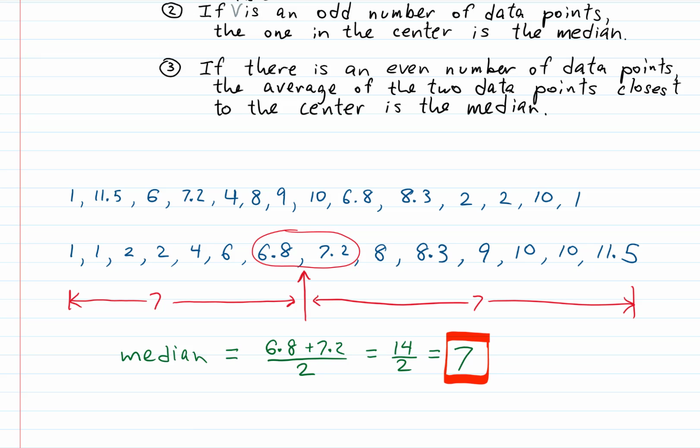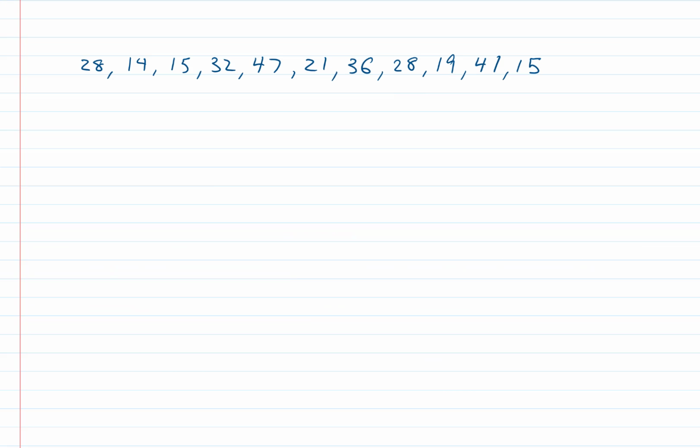Okay? Let's do one more example. Let's say we have this data and I want to find the median. So I put them in order: 14, 15, 15, 19, 21, 28, 28, 32, 36, 41, 47. Oops, I left out 19 at first. You've got to be careful, because if you miss one, then you have to erase stuff and go back. Okay, how many are there here? 1, 2, 3, 4, 5, 6, 7, 8, 9, 10, 11. So the center happens to fall right on the 6th one, and that's your median.